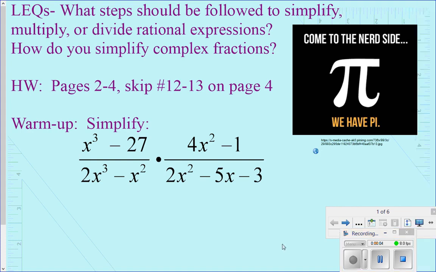This is day 2 of Unit 6. So we started today with a warm-up. You should pause the video, do the warm-up, and then play to check your answers. So first we want to factor. This is difference of cubes.